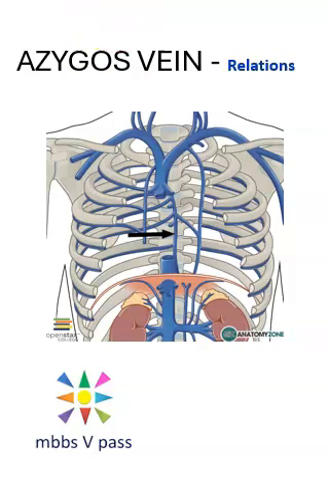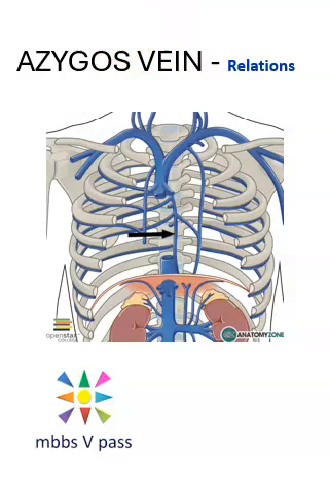Can you tell me the relations of the azygos vein? Yes, ma'am. The azygos vein, ma'am, this is the azygos vein. Anterior to it, we will have the esophagus. Posterior, we have the vertebra, we can see here, and also the right posterior intercostal arteries. So posteriorly you have the vertebra and the intercostal arteries.